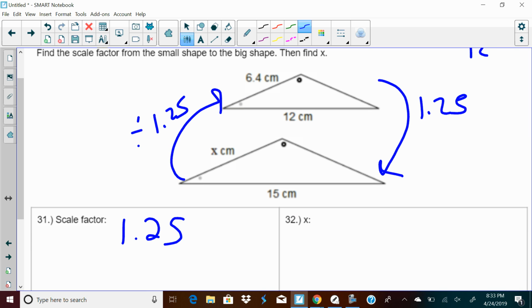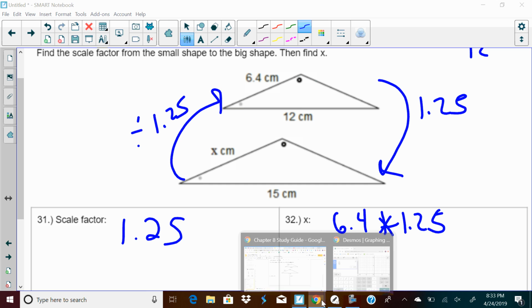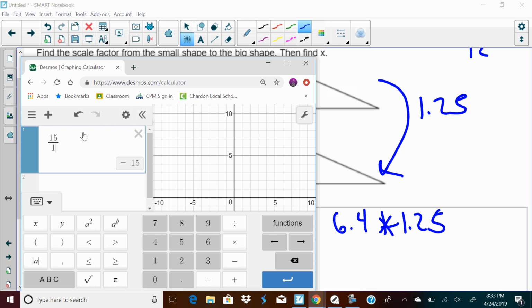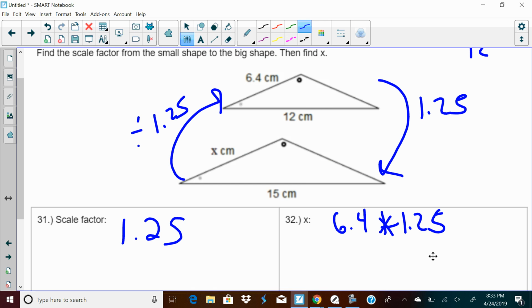So I want to figure out what x is. So I'm going to do 6.4 times 1.25. Is 8. So the answer is 8 centimeters.